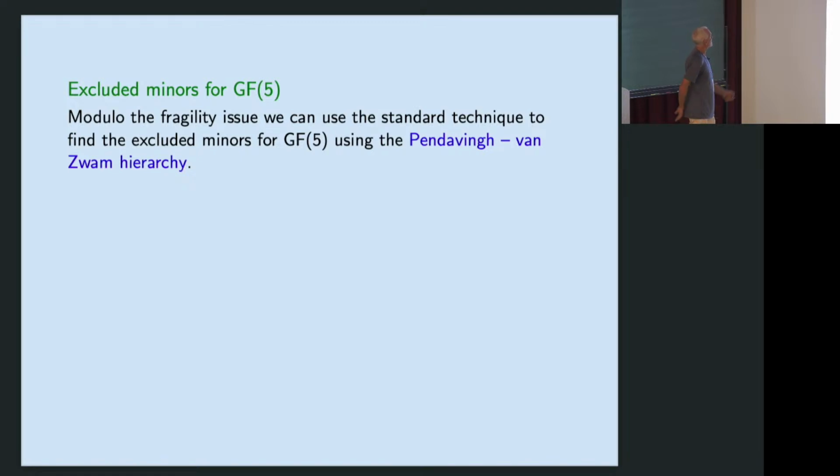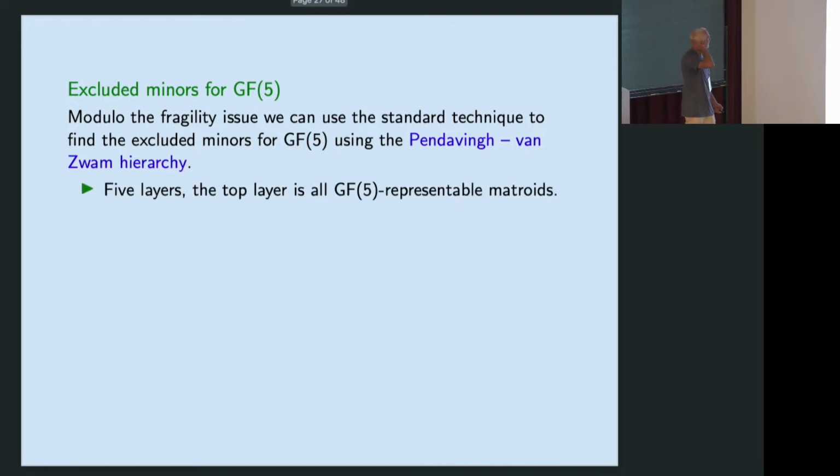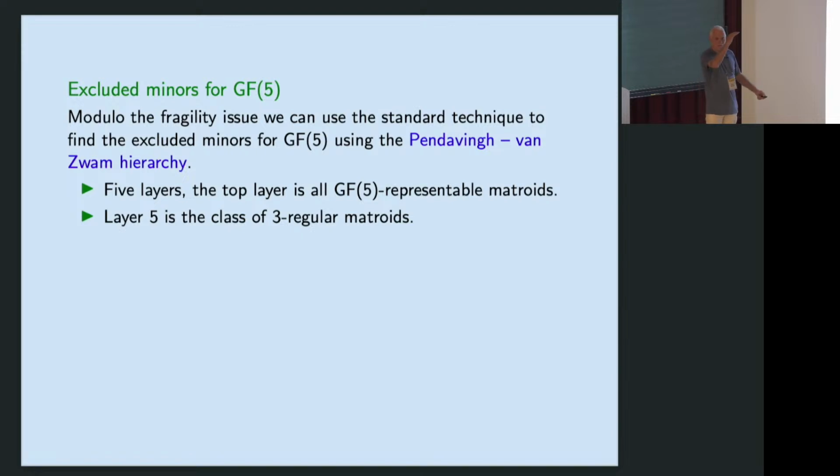So we can use this standard technique to find the excluded minors for GF5 using the Pendavingh and Van Zwam hierarchy. I'm going to skip over exactly what this hierarchy is because I haven't got time. But there are 5 layers. The top layer is all GF5-representable matroids. Layer 5, the very bottom layer, is the class of 3-regular matroids.